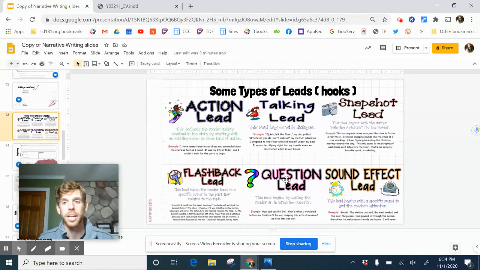The question lead. This lead begins by, as you know, asking the reader an interesting question. That's why they call it the question lead. Sound effect lead. This lead begins with a specific sound to get the reader's attention. It's going to be a specific sound that has to do with what you're writing about. So you can't just have a sound. It has to be what you're writing about.